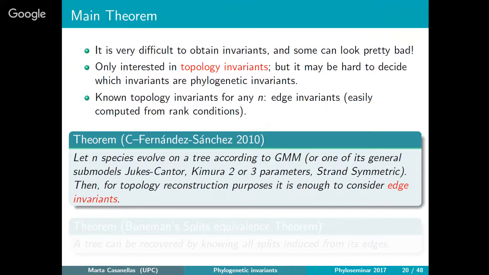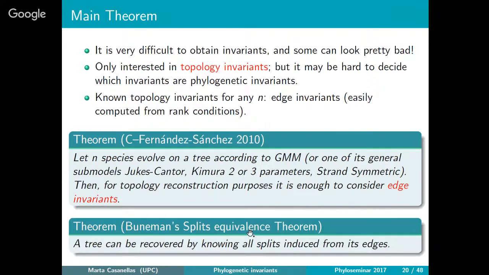Okay, actually, this result is not so surprising because we already knew it in combinatorics. In combinatorics, there is this result of Buneman that says that a tree can be recovered by knowing all the splits, all the bipartitions that it induces on the set of leaves when you remove the edges.